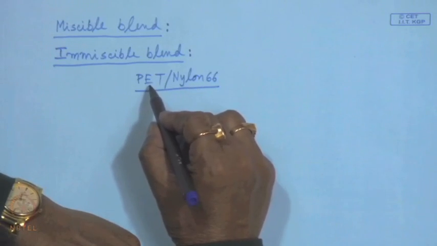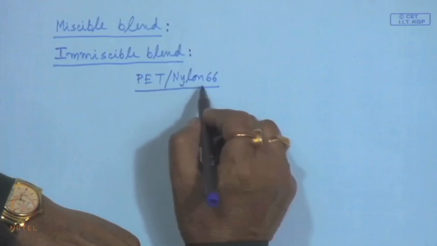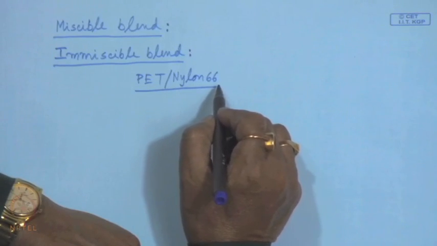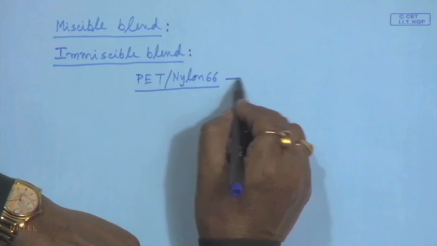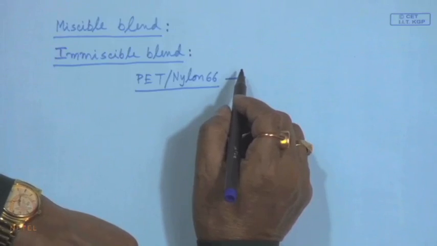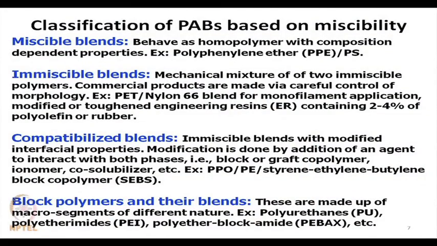Still, since these two polymers are a little polar in nature, through polar interaction they can be used for making a blend, but their properties can also be modified or toughened with engineering resins containing 2 to 4% of polyolefin or rubber. So, these polymers can be blended, compatibilized with a small percentage of some other polymer, that can be polyolefin, say polyethylene or polypropylene, or a rubber.